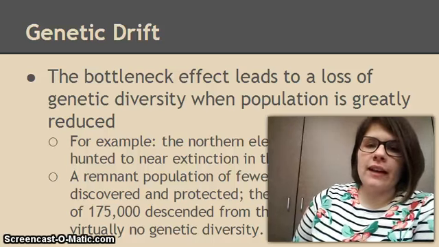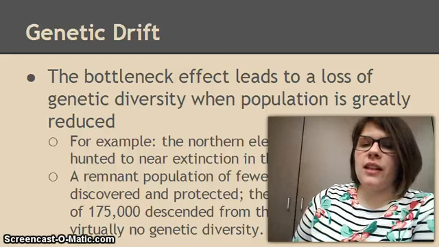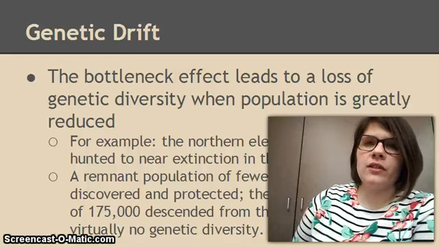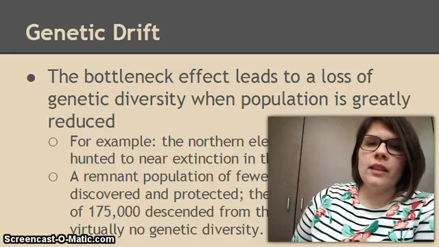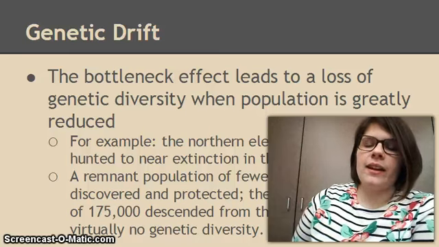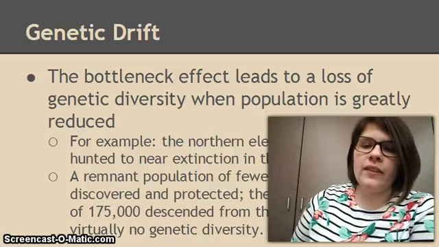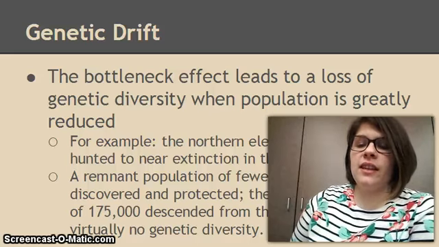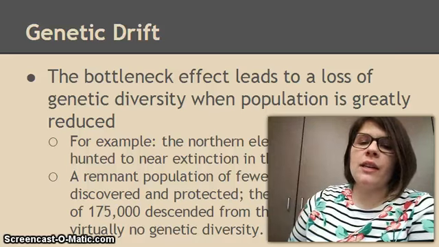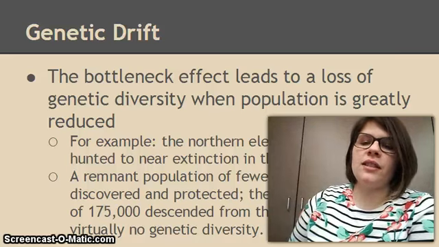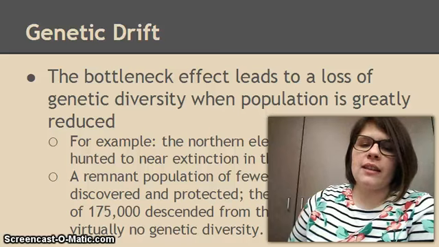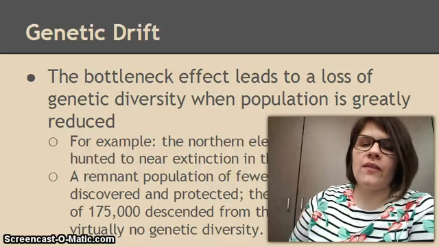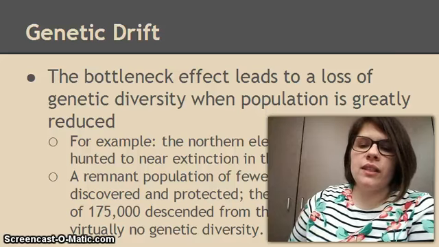The bottleneck effect leads to a loss of genetic diversity when a population is greatly reduced. Remember, we talked a little bit about this in class the other day, but now we're really going to go into depth about what the bottleneck effect is. The northern elephant seal was hunted to near extinction in the 1700s and 1800s. A remnant population of fewer than 100 seals was discovered and protected. The current population of 175,000 descended from those seals and has virtually no genetic diversity.